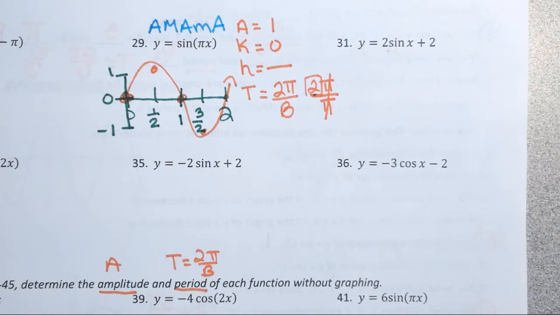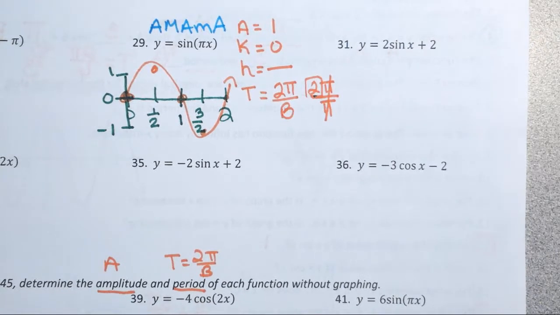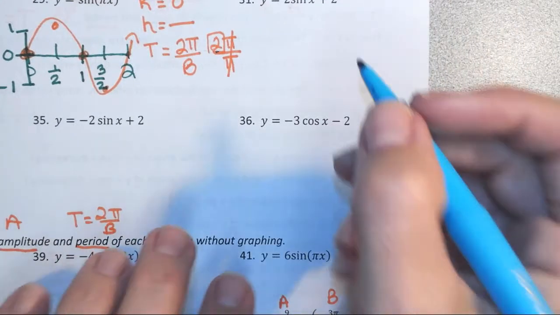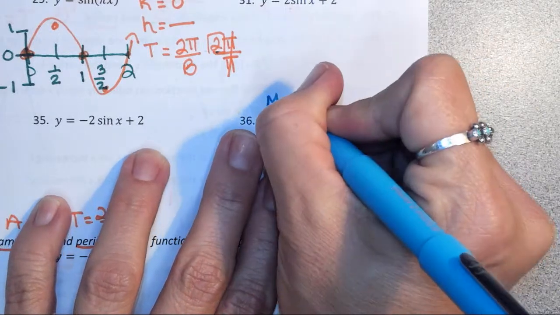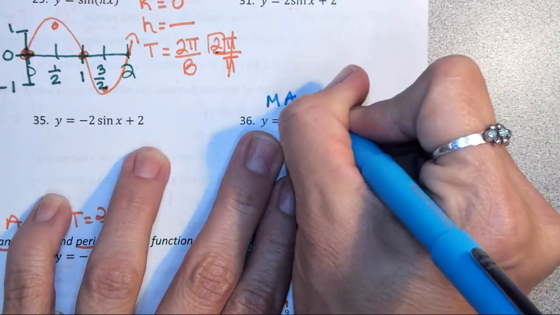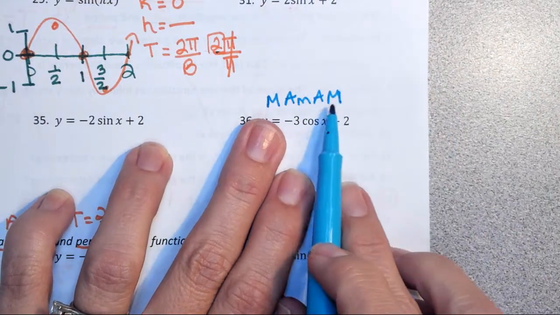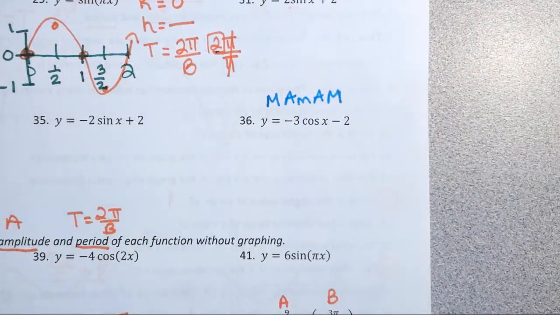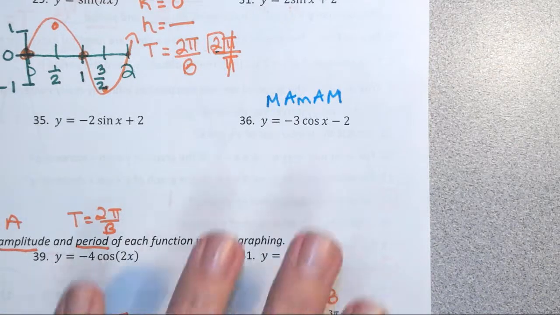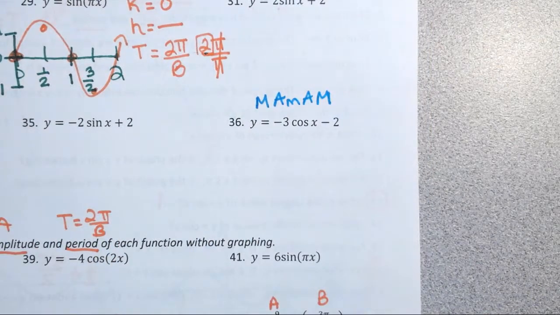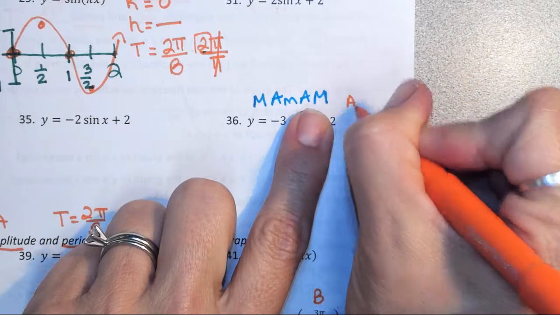All right, let's go look at 36. So on 36, the first thing I did is I changed it from sine to what? Cosine. Mama Mama what? A mama M. Remember, you always end where you begin. Mama A. And then over here to the side, let's do our A, H, K, and T again. I'm going to write them down.